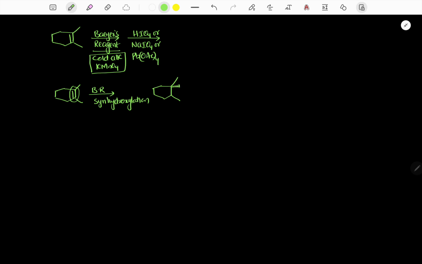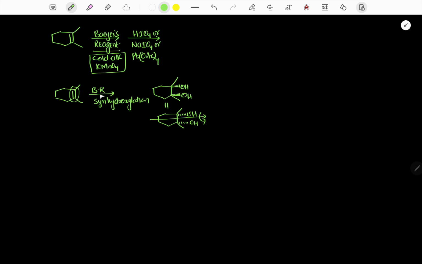OH above the plane, and the second molecule has OH below the plane. But if I rotate about this axis, both molecules are the same. It is the first reaction.